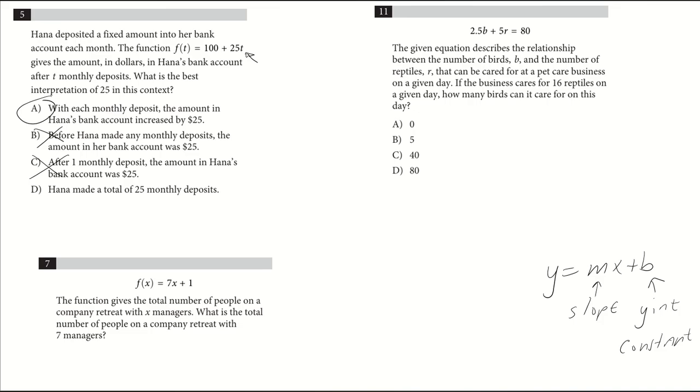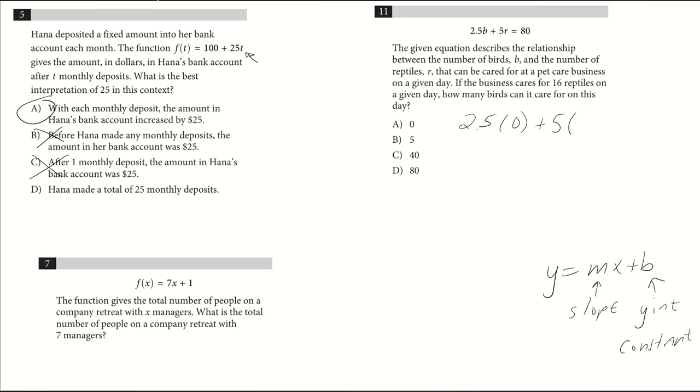Okay. Number 11. The given equation describes the relationship between the number of birds, B, and the number of reptiles, R, that can be cared for at a pet business on a given day. If the business cares for 16 reptiles on a given day, how many birds can it care for on this day? Now, there are two different ways to do it. One way is you can literally put the answers back in. So you know that R is reptiles, B is birds. So you can just start at letter A. For letter A, the birds would be 0.